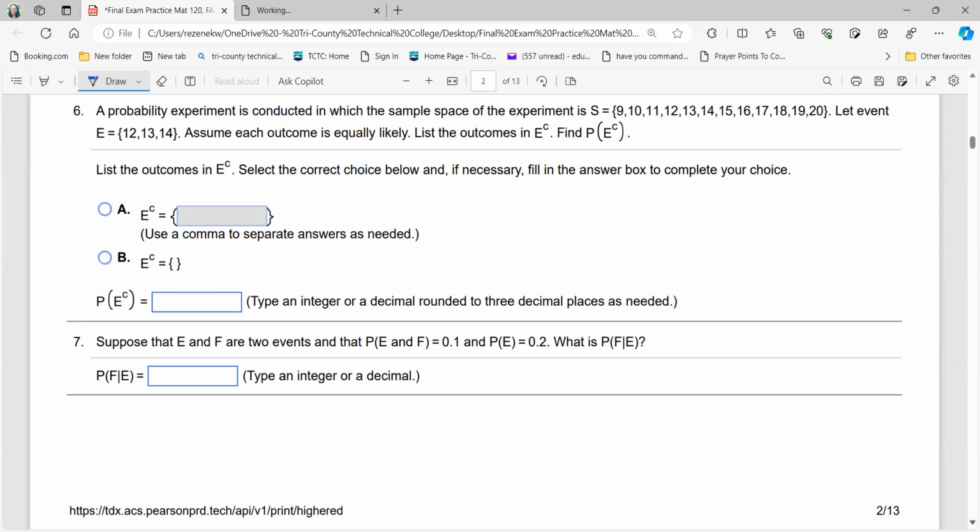Okay, the probability experiment is conducted in which the sample space is the quantity right here. And E is that. Assume each outcome is equally likely, list the outcomes of E complement. In other words, find those who don't. First of all, I'll get E. I want to get E complement before I get to probability. They are two different things. So I will go here. 12 is in E, so I'll take that out. 13 is in E, and 14 is in E.